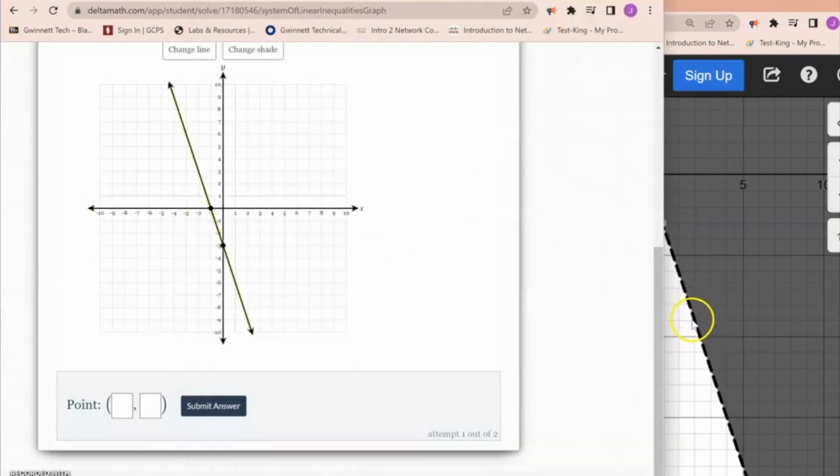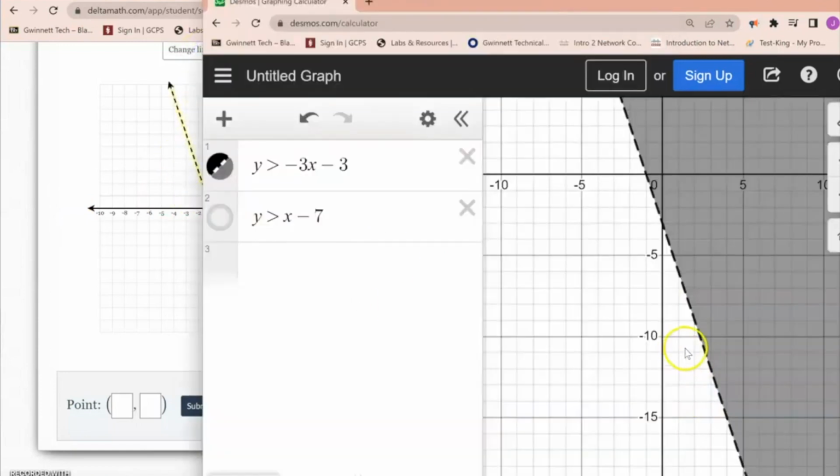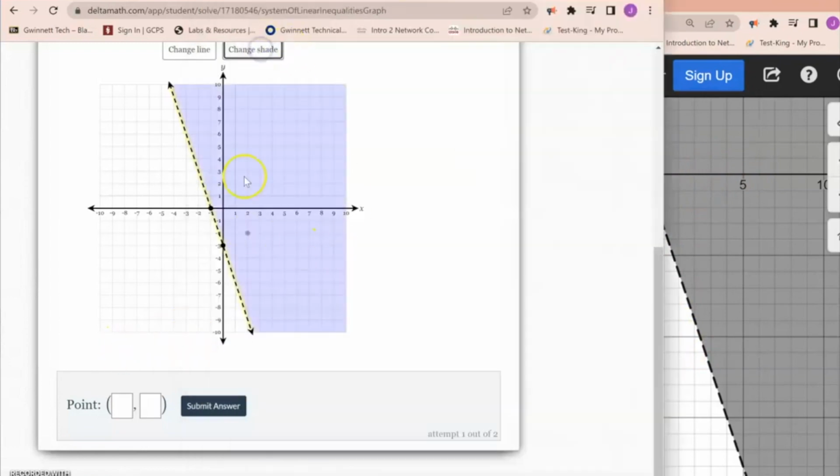All right, make sure you copy this line. Look at this line. It's a dotted line. So this needs to change to dotted. Then where is the shade? The shade is on the right-hand side or on the top-hand side, right? So you're going to come change shade. That's where it is. So I've copied my first line with the shade correctly.